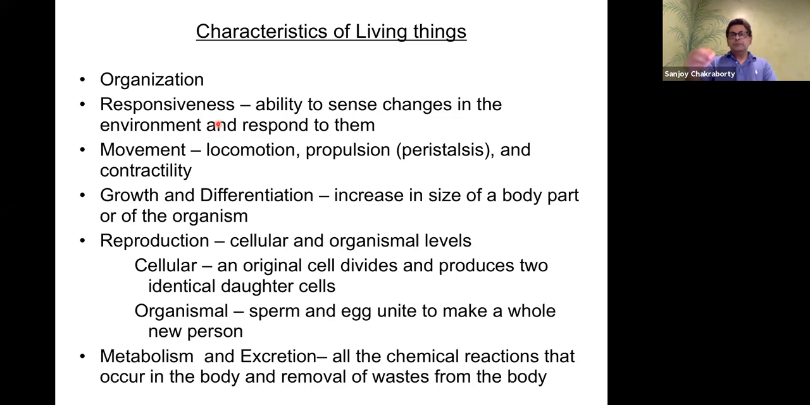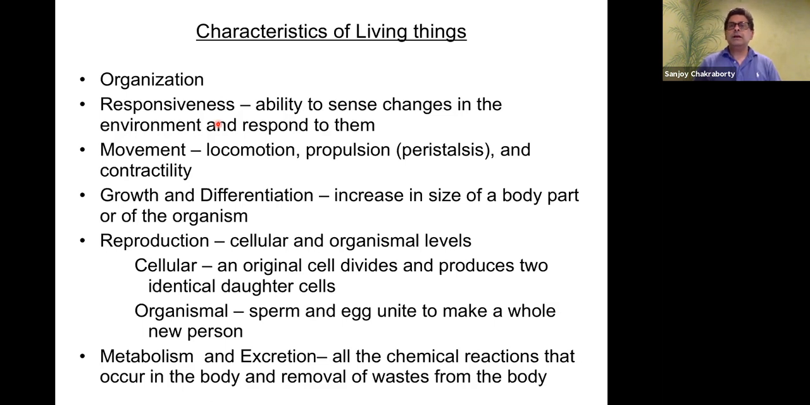Reproduction is one of the most important characteristics of living things, because non-living things cannot reproduce. This pen is not going to produce another pen, but a human can produce another human. So like many other living things, we reproduce. So reproduction is a characteristic. Reproduction means production of the new or next generation, the next offspring.